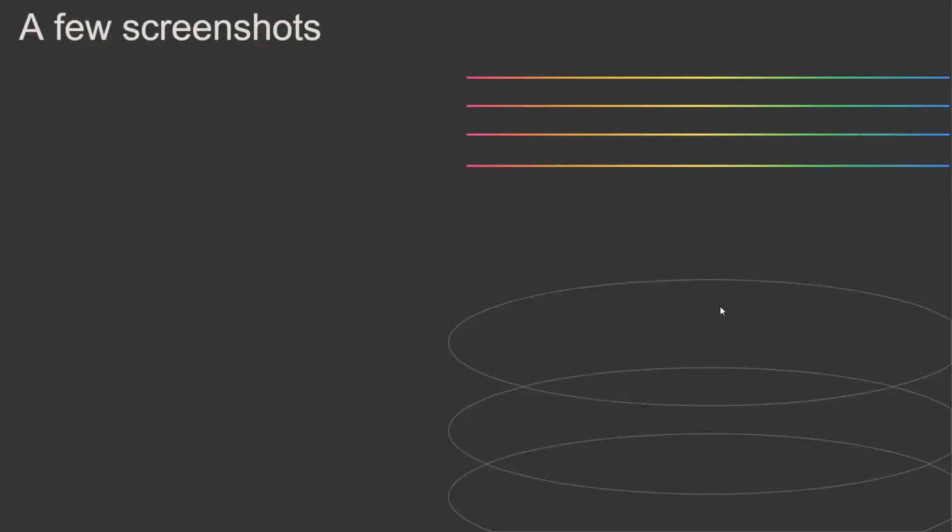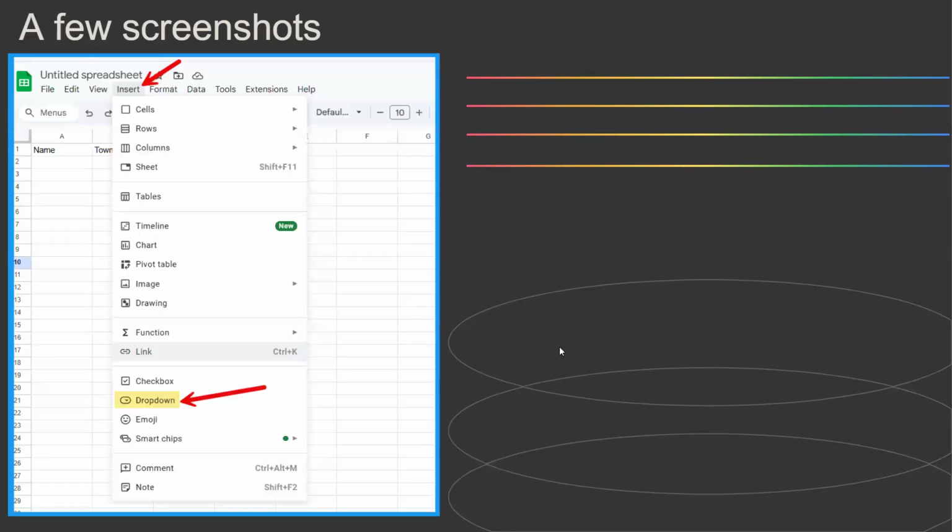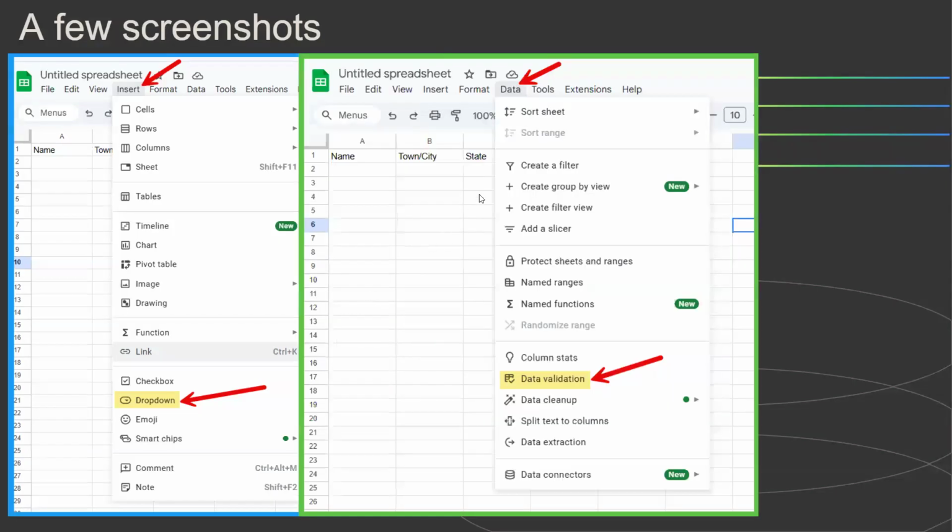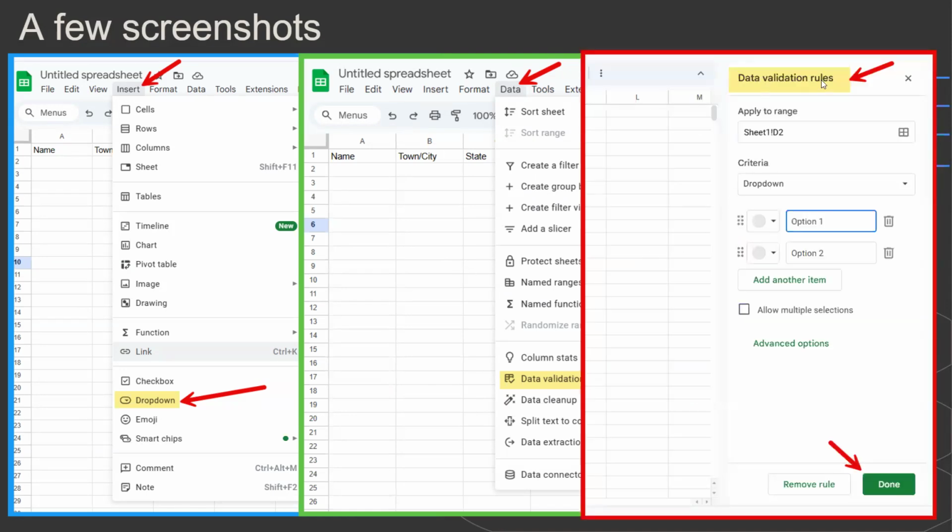Let me just quickly show you a few screenshots from Google Sheets, and then we'll do the demo. First of all, there are two ways to get these drop-down lists. One is by hitting Insert and then Drop Down. The second way is by hitting Data and Data Validation. And in both cases, you're going to get data validation. And in both cases, on the right-hand side, you're going to see the data validation rules. And this will be what I am demonstrating.